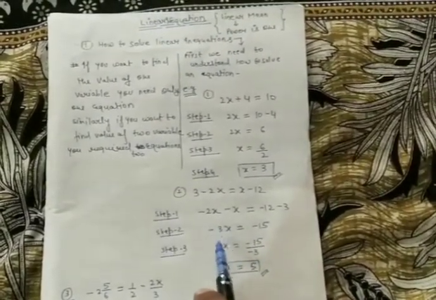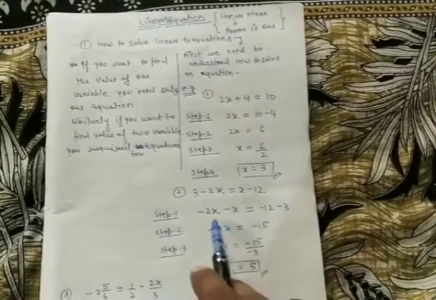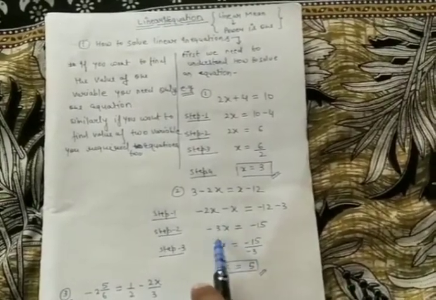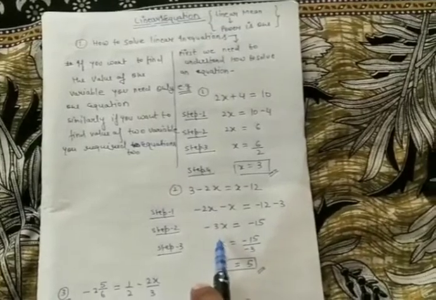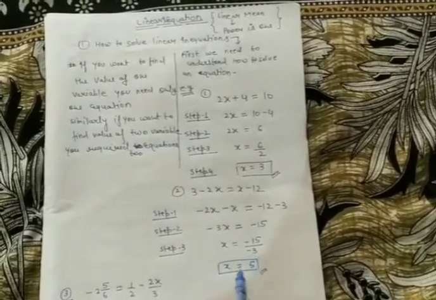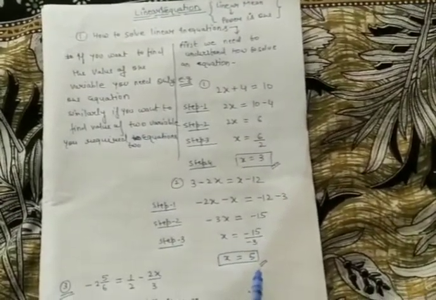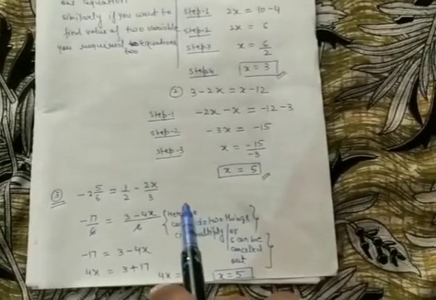Now in the third step, we need to take -3 to the right side, and it is in multiplication on the left side. So what will happen? It will go to the division. So x = 5. Got it? Now let's take another example.